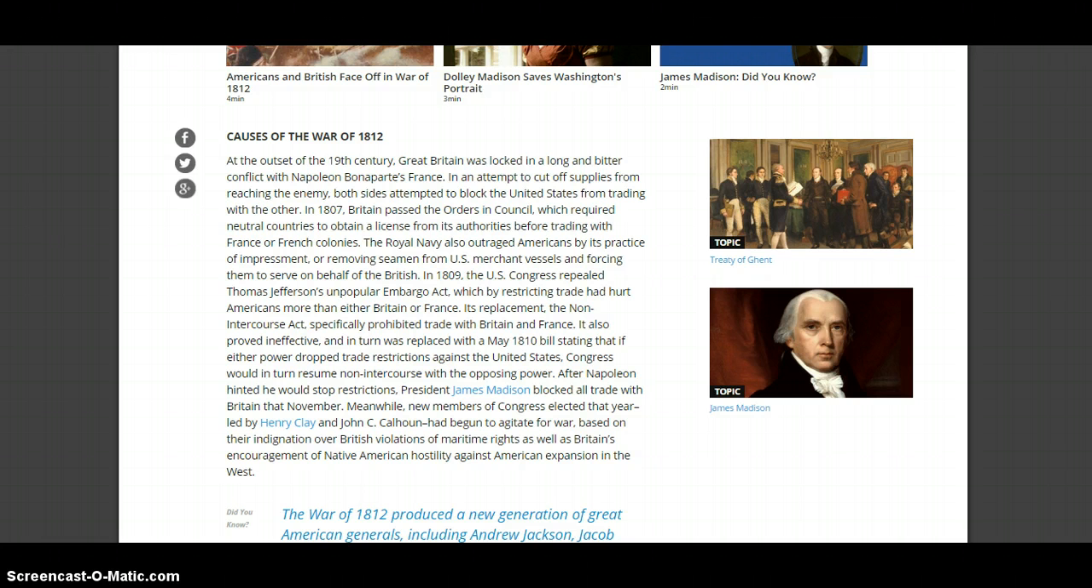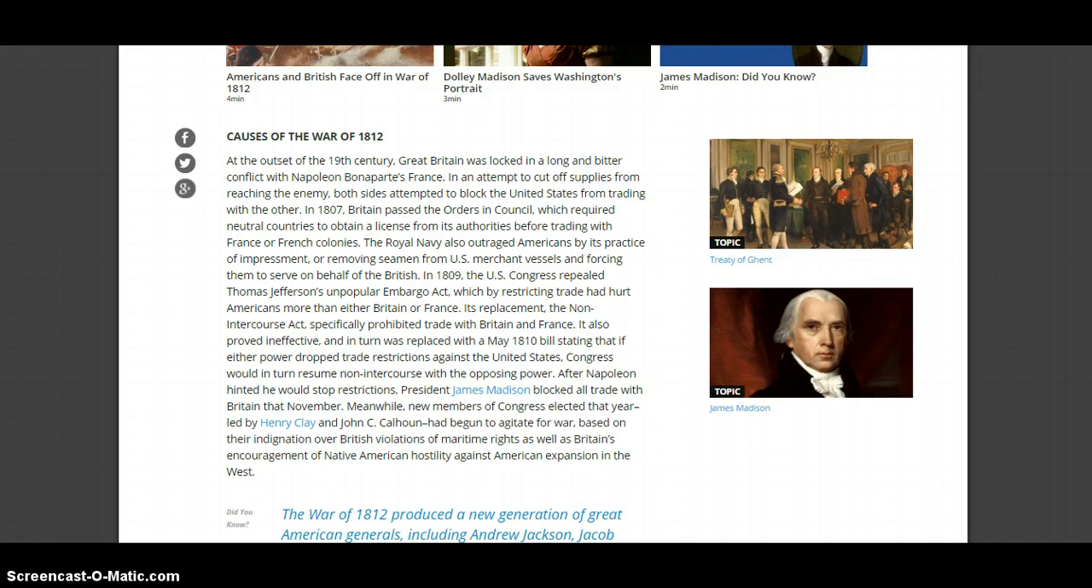In 1809, the Congress repealed Thomas Jefferson's unpopular Embargo Act, which by restricting trade had hurt Americans more than either Britain or France. Its replacement, the Non-Intercourse Act, specifically prohibited trade with Britain and France.